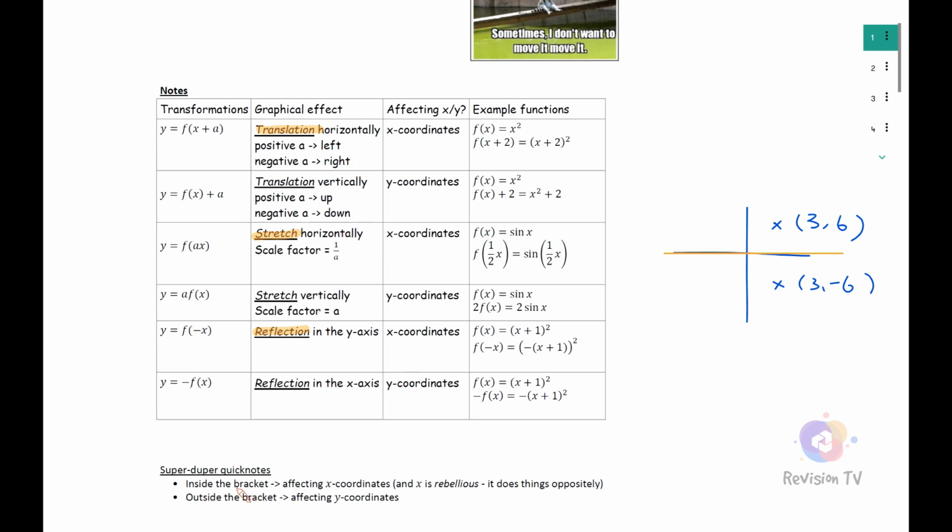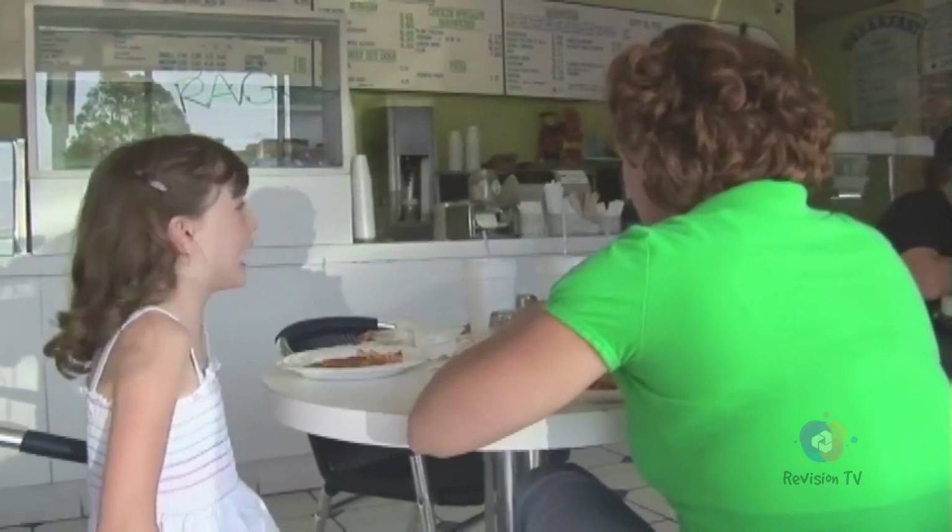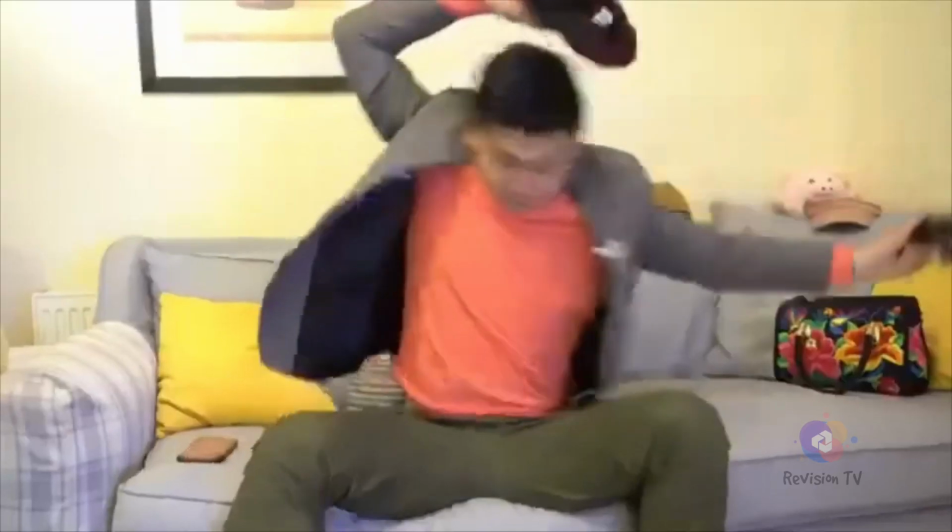So here I'll give you the super duper quick notes. If the thing is inside a bracket, whether it's plus a, a times, or negative, you're affecting the x coordinates. And remember, x is rebellious. It's like a spoiled kid. It will do things oppositely. I want candy! I want candy! Emotional, damn it!